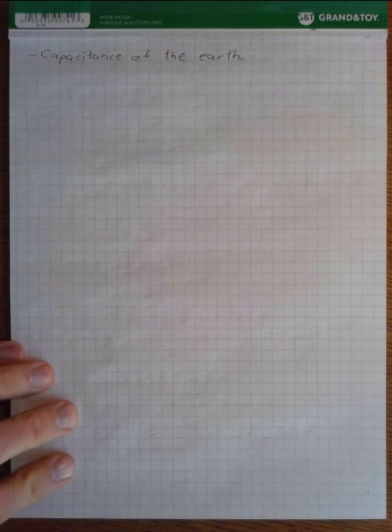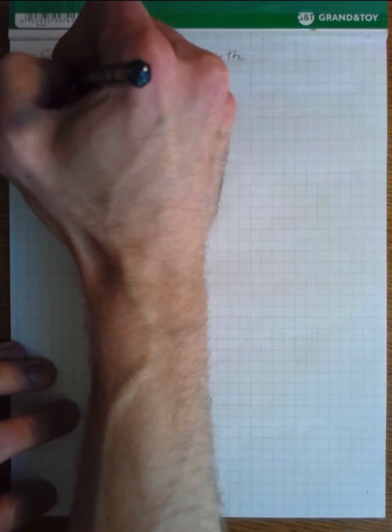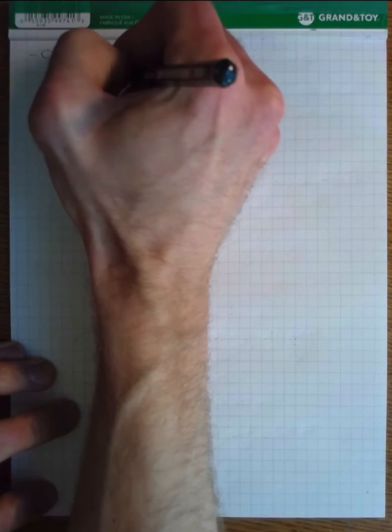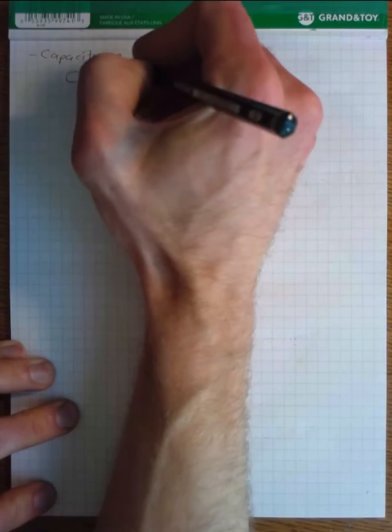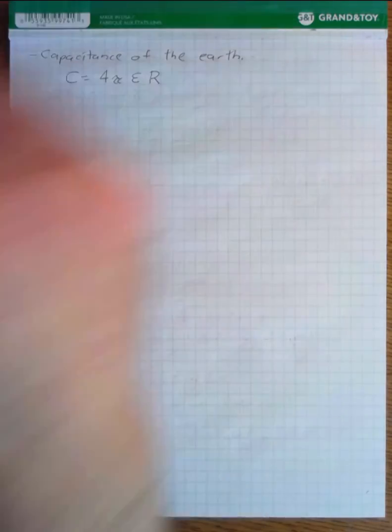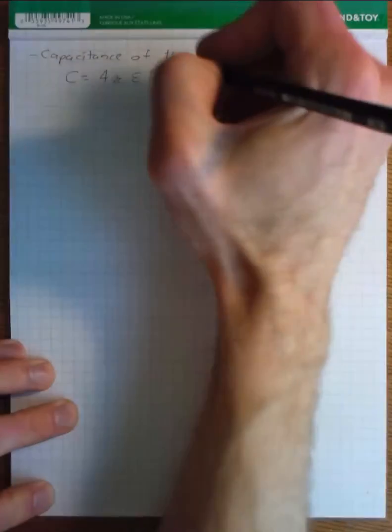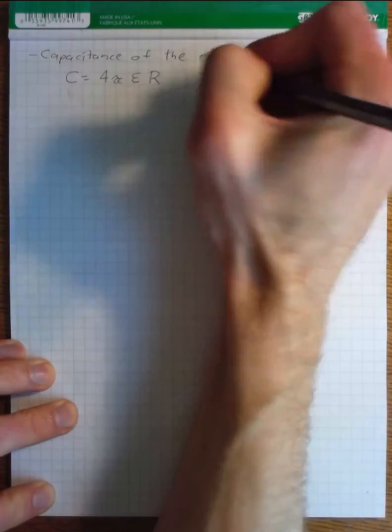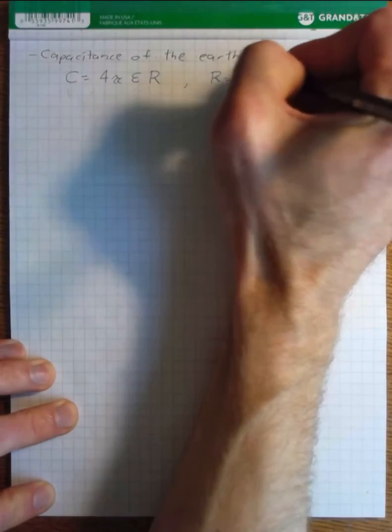So this is a contrived example, of course, right? But imagine you've got a very small plate in the middle of the Earth and then a hugely enormous plate that covers the entire spherical surface of the Earth. And if you make this assumption, the equation for capacitance is equal to 4 times pi times the permittivity of Earth times the radius of the Earth. And so the radius is equal to 6,400 kilometers.